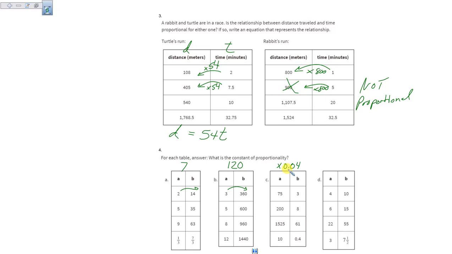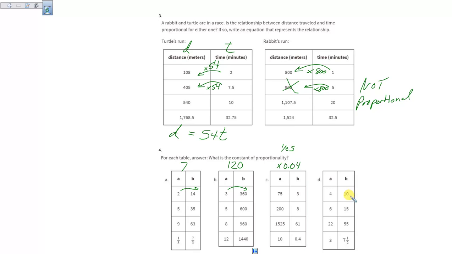Some of you might have the decimal version of that, and that's okay. The fractional version of that would be 2/50ths or 1/25th. If you had 1/25th, it's the same thing. Multiply that, change it over.